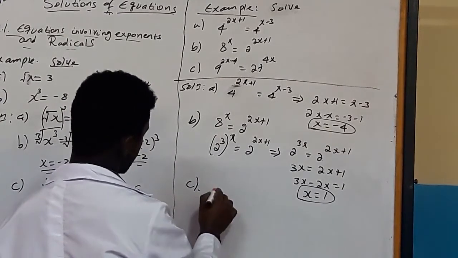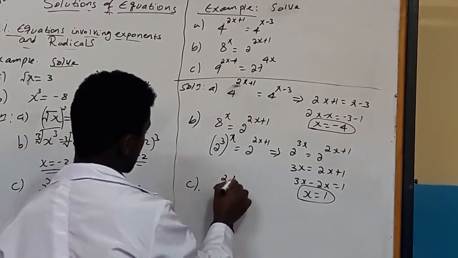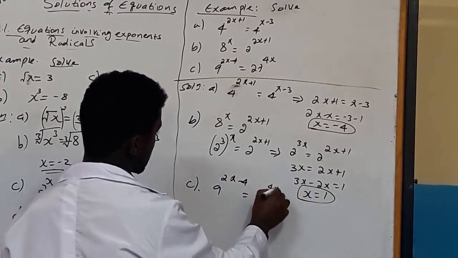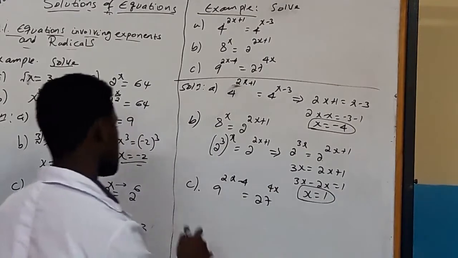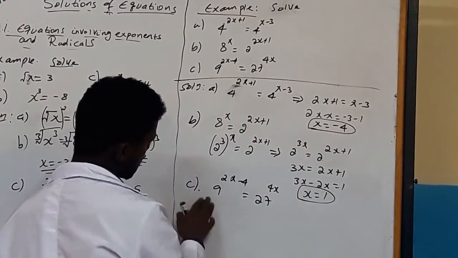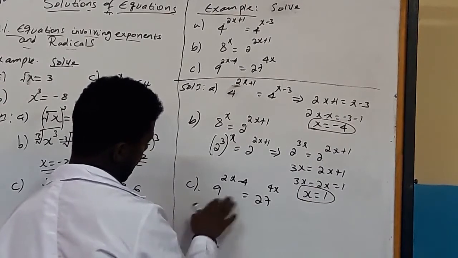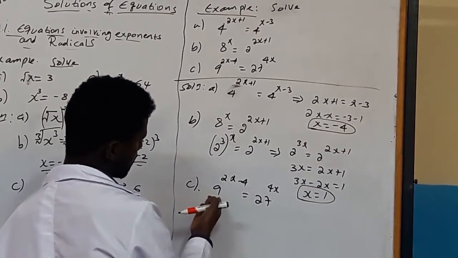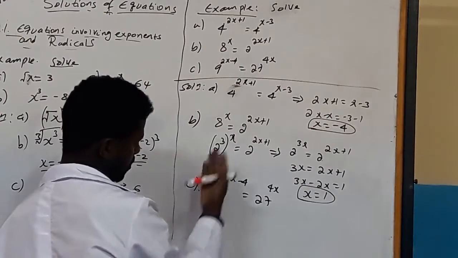9 the power of 2x minus 4 is equal to 27 the power of 4x. Now, when we see that the bases are different numbers, we can write the two bases as a power form of another base, that is 3. See, 9 can be written as 3 squared.